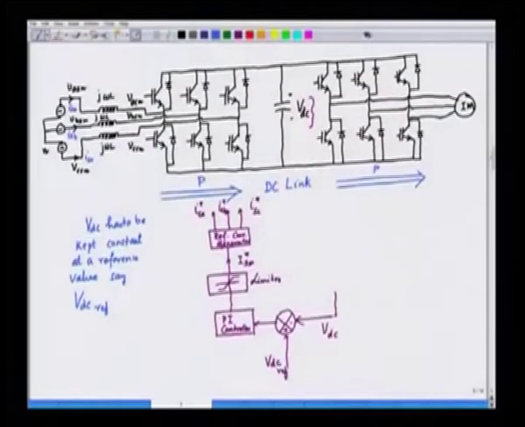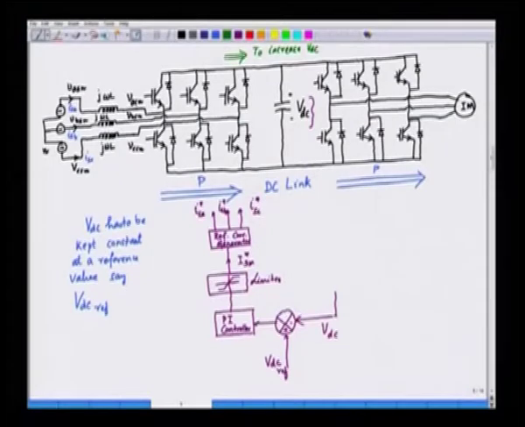So, if we try to see, the capacitor voltage has to be maintained constant. If we want to maintain the capacitor voltage constant, the power has to come from the source. If VDC has to be increased, the power flow should be in this direction. So, this is to increase VDC. It means the power has to come from the source, the capacitor charges up and the voltage in the capacitor will be more.